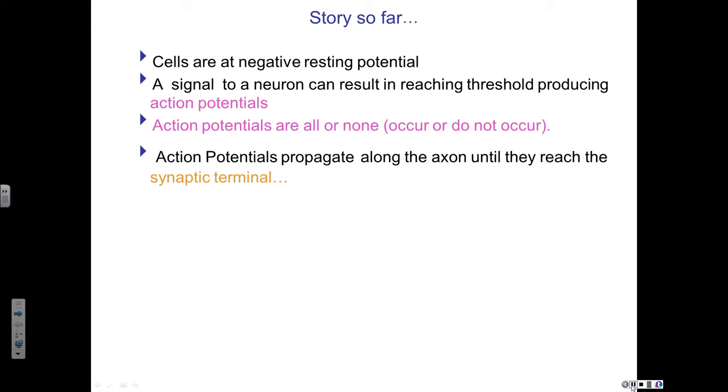An example would be if I said to you, if you took a drug and your blood pressure changed, you would say yes, and that would be all or nothing. But if I asked you, how much did it change, by 15 points, 10 points? That would be a graded response. So action potentials are all or none. They either occur or don't occur, and they travel along the axon until they reach the synaptic terminal. And all these words are important, like all or none, synaptic terminal, etc.